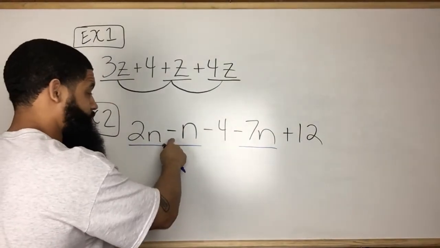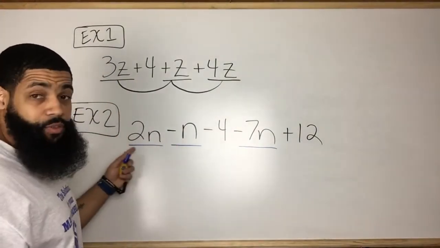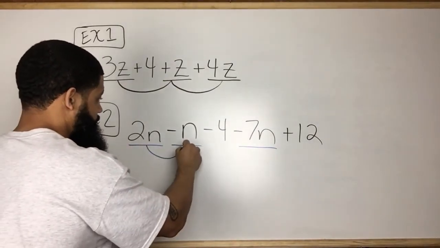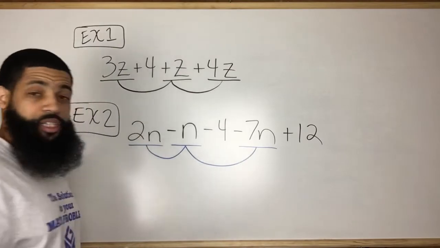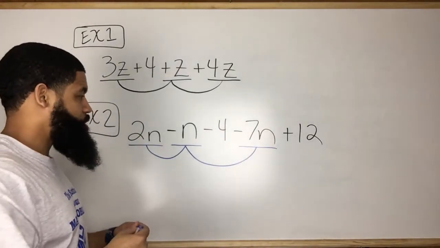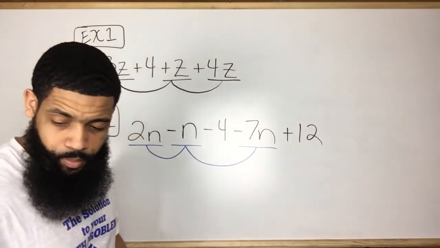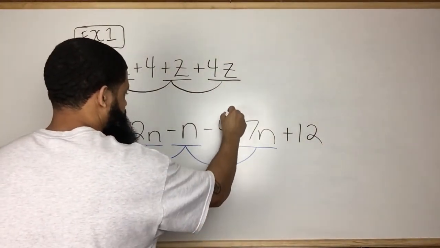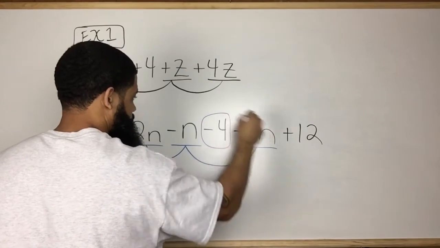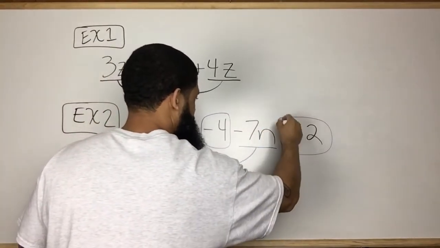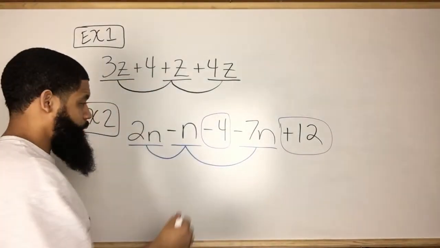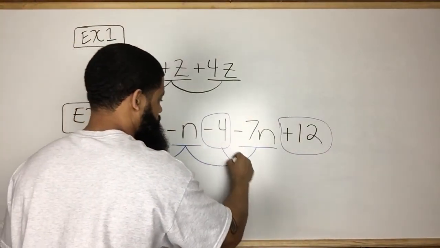So this is minus n. So if it has no sign in front of it, it's plus or positive. So 2n minus n minus 7n, those are all like terms. And also, I'm going to put something like that around these, the negative 4 and positive 12. Okay? Those are like terms as well.